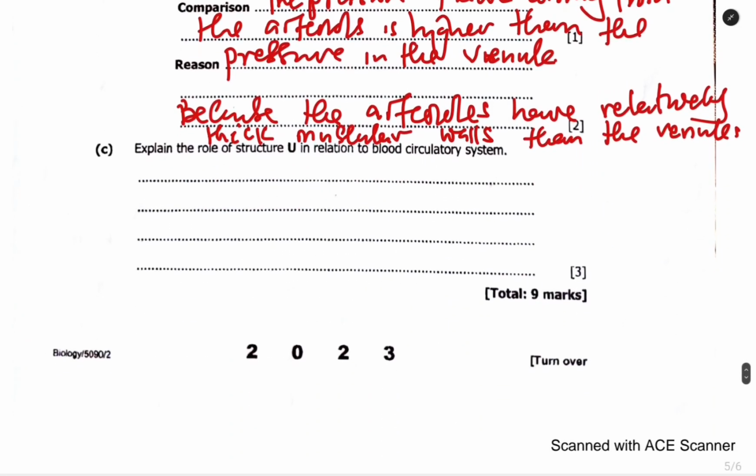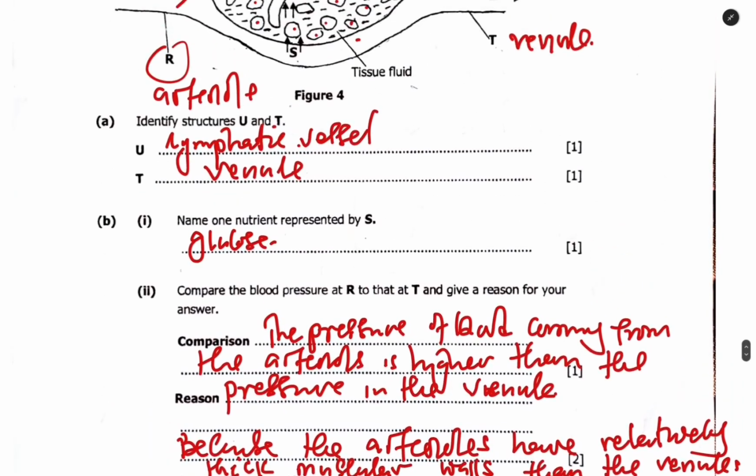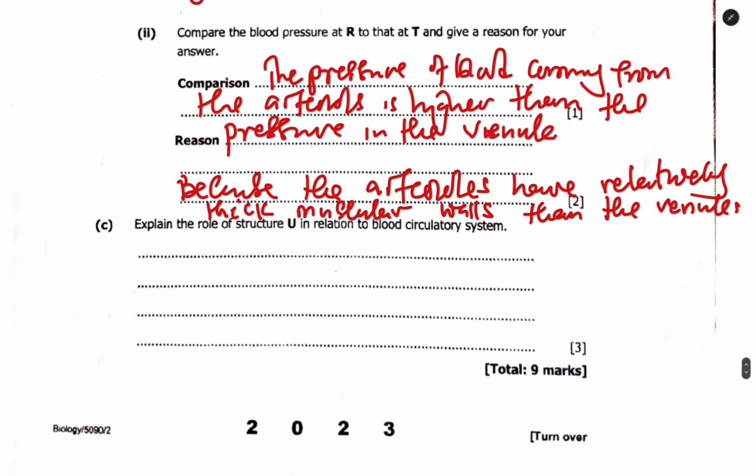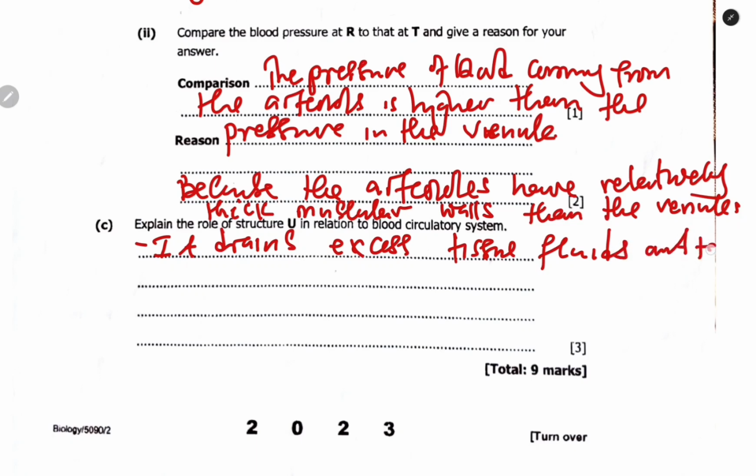Okay, so what about the other question: explain the role of U in relation to the blood circulatory system. In other words, explain the lymphatic vessel in relation to the blood circulatory system. So 3 marks here. So 1, it drains excess tissue fluids and takes it back into the blood.